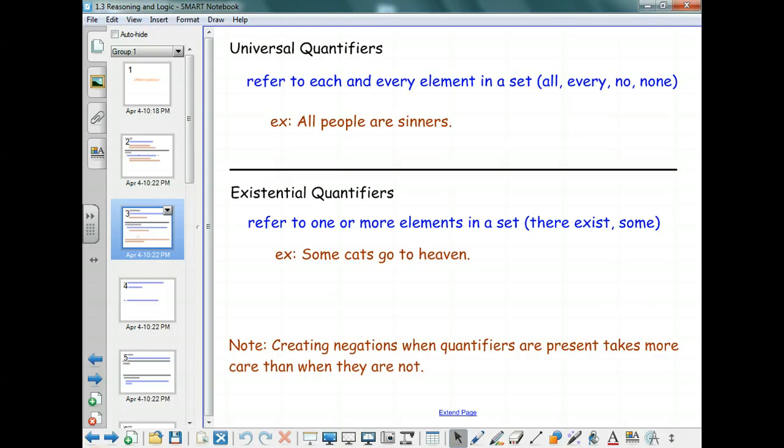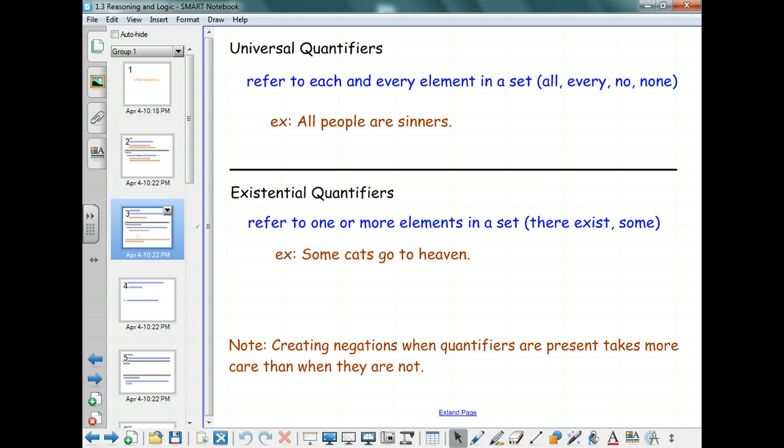All right, so here's the deal. Universal means it's something that applies to everything. Existential means it's something that applies to one item or a small collection of items. Universal quantifiers use the words all, every, no, none. Those are the phrases that you see. So you see things like all people are sinners. You see things like no one sunbathes in the rain. So statements that apply to everybody, or the word no applied to everybody, are the kind of things that are universal quantifiers.